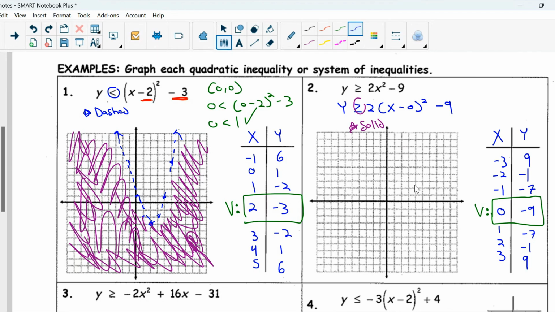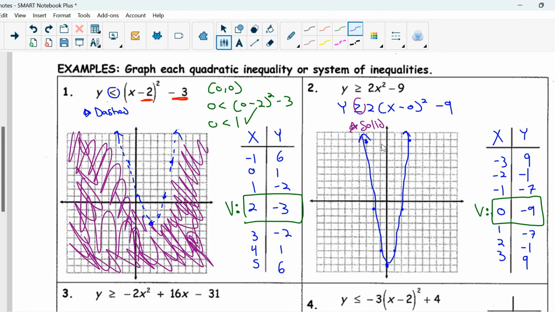So from here, let's go ahead and graph our quadratic. We've got 0, negative 9. All the way down here. Negative 7. Negative 1. And then a positive 9. So go ahead and draw in your parabola. This is a very narrow parabola since we have our 2 out in front.